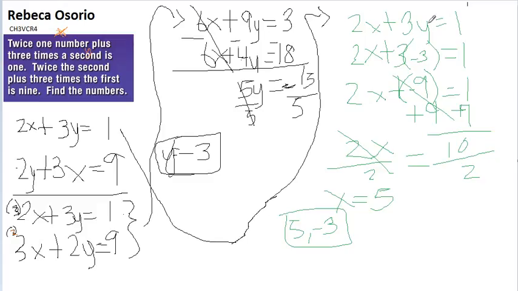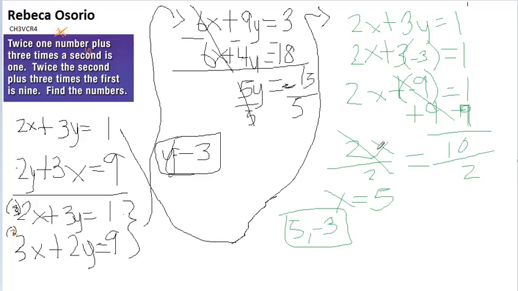So here I just rewrote the problem, and then here I substituted the y with negative 3 and multiplied it out. So 3 times negative 3 is negative 9. And then we have to get the x variable by itself, so I added the 9 to the other side of the equal sign and ended up with 10.